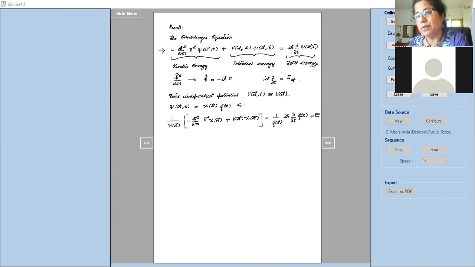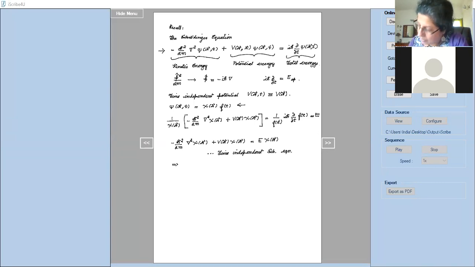One is of course an energy eigenvalue equation, which is also your time independent Schrodinger equation, right? So you will get over here minus h cross square by 2m del square chi of r plus V of r chi of r is equal to E chi of r. That is essentially your time independent Schrodinger equation. And please remember, in terms of the Hamiltonian, you could just write it as Hamiltonian operating on chi of r is equal to E chi of r. So this is essentially an eigenvalue equation for the Hamiltonian, correct?